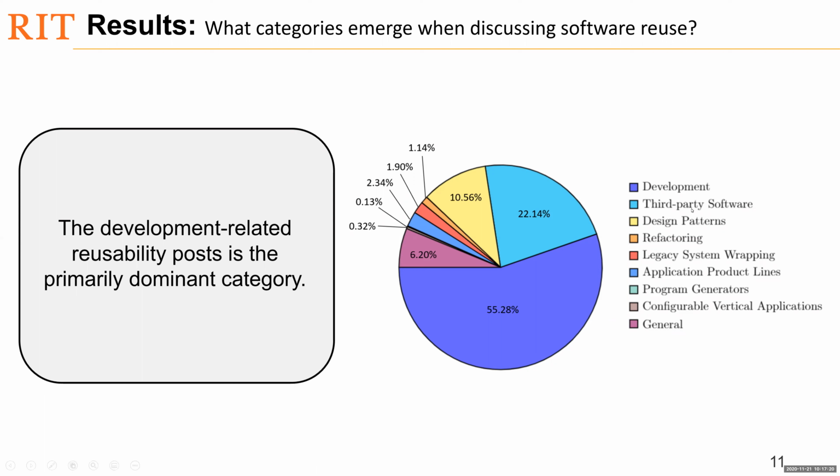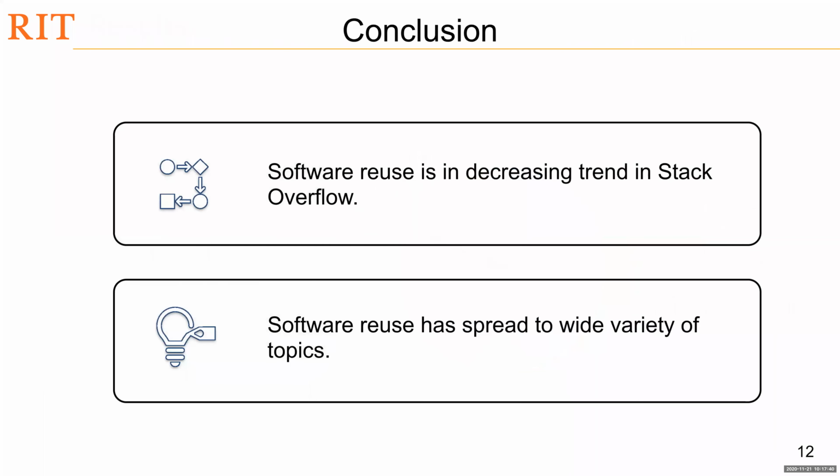We expected the third-party library or software category to be one of the most discussed, as it includes posts regarding the usage of program libraries and APIs, which are widely used nowadays in software development. So to conclude, in this study we found that software reuse is in a decreasing trend in Stack Overflow, and software reuse has spread to a wide variety of topics.